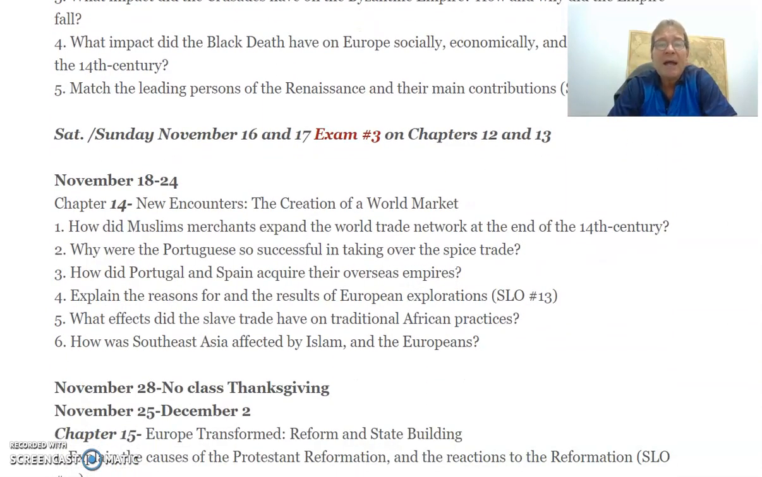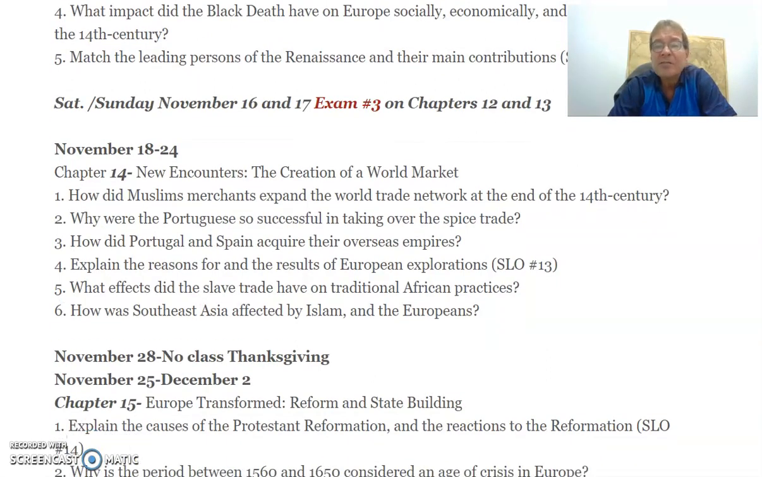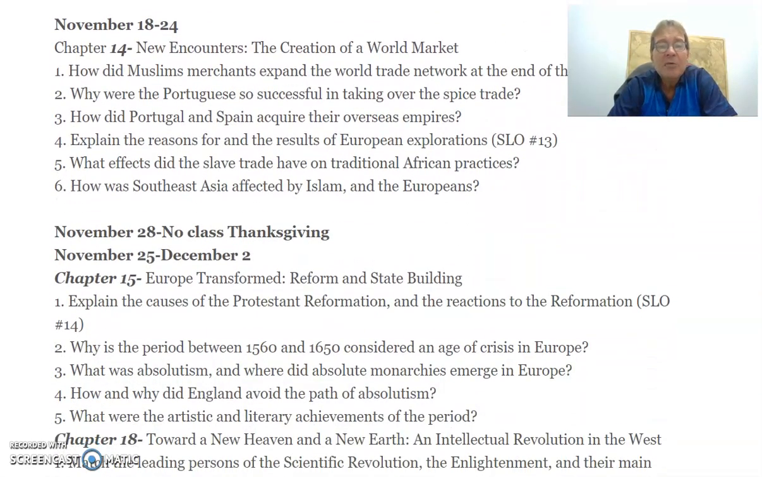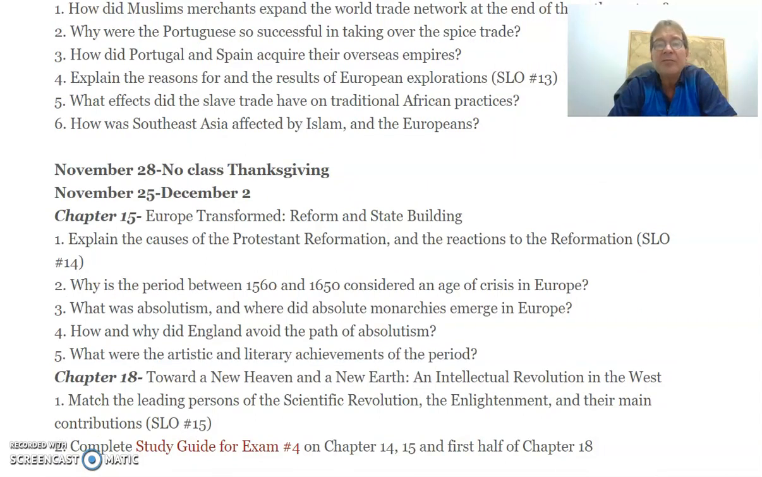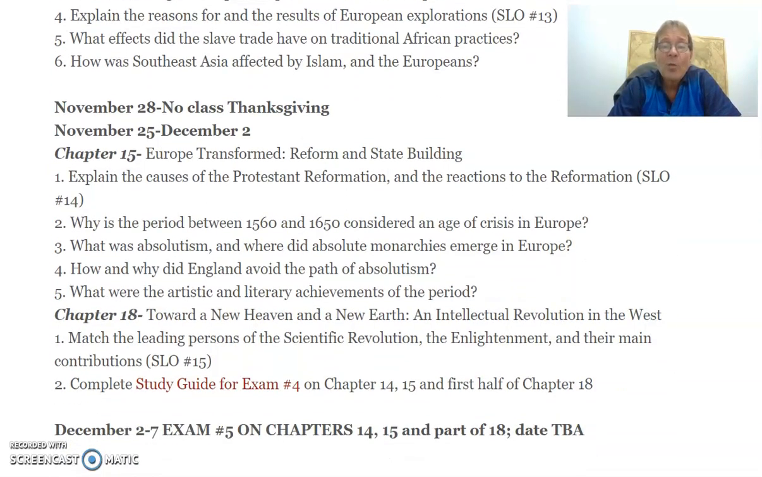Then we spend a week on the creation of a world market and slave trade. And then we do the final European history, the rise of absolute monarchs, and Martin Luther and the Reformation. One half of chapter 18 will also be included in that final exam that you will have to take.